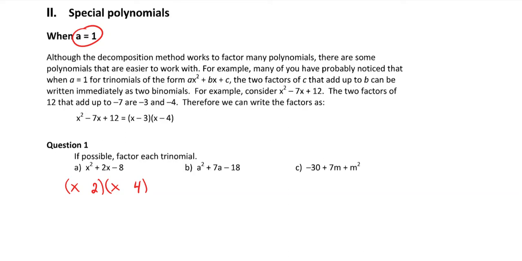Now I just have to figure out the negative and the positive. They need to multiply to negative 8, so the only way to multiply to a negative is if one is negative and one is positive. The 4 would have to be positive, because then it's plus 4 and minus 2. Negative 2 times 4 is negative 8, and 4 minus 2 is positive 2. Those ones are quick and easy.